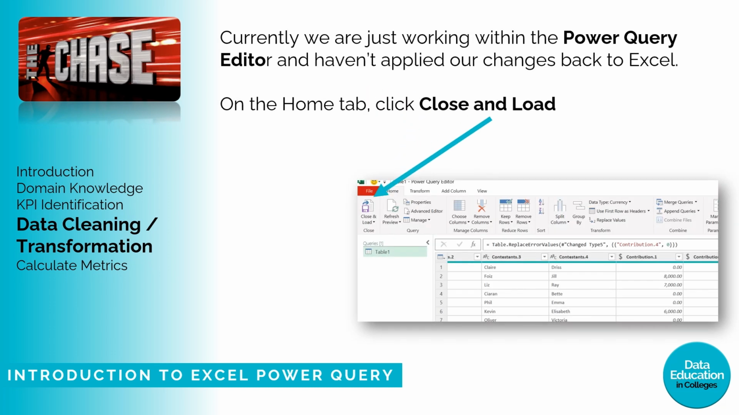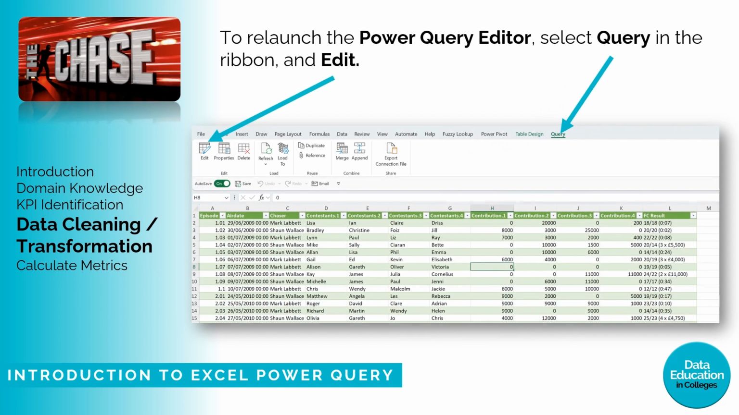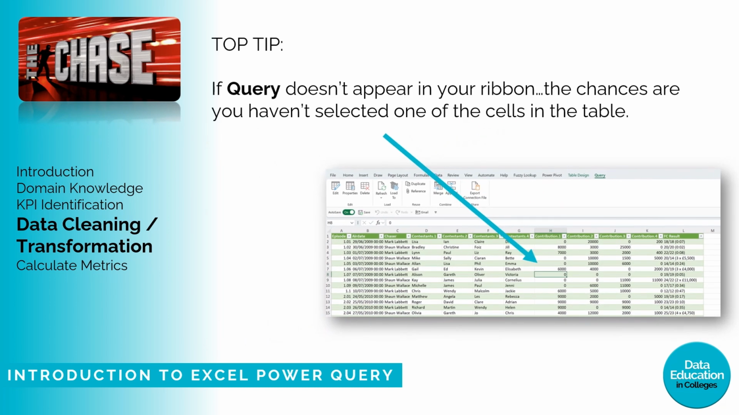Currently we're working within the Power Query Editor. It's a sort of standalone application within Excel. So on the Home tab, go back along to the left, close and load, and then that will apply our changes back to Excel. But then if we want to relaunch it, go to Query and then Edit. If Edit and Query doesn't show in the ribbon, it's because you're not inside the data set. Make sure you've selected one of the cells in the data set, and then you'll be able to relaunch the Power Query Editor.